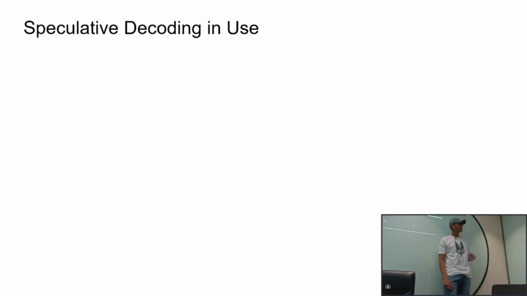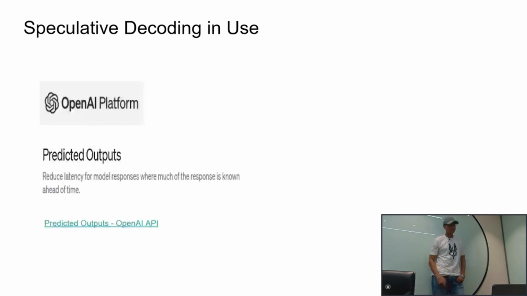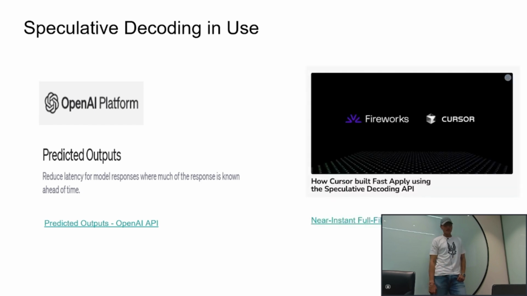Now this is all good, this is all theory, but what we want to see is where people are actually using it. So OpenAI released this feature called predicted outputs recently. They use speculative decoding as a technique in predicted outputs. If you have used the Cursor IDE, they had released a blog called Near Instant Full File Edits that also uses speculative decoding. Unfortunately, they took down the blog because certain people pointed out that their implementation was buggy and it was not working.